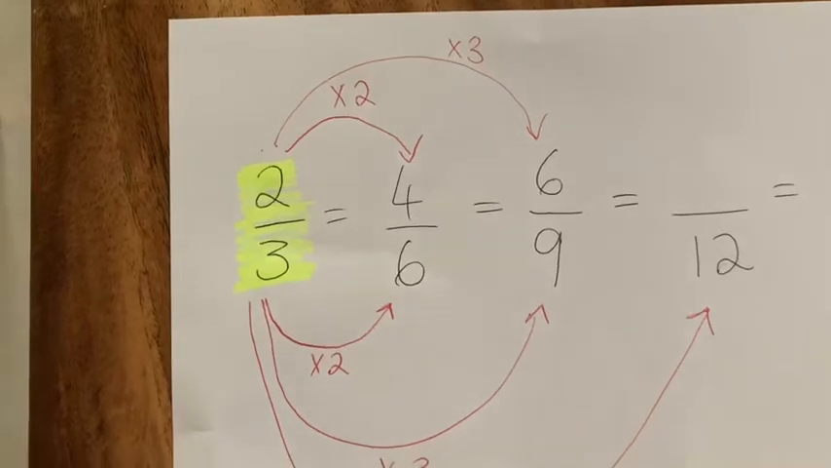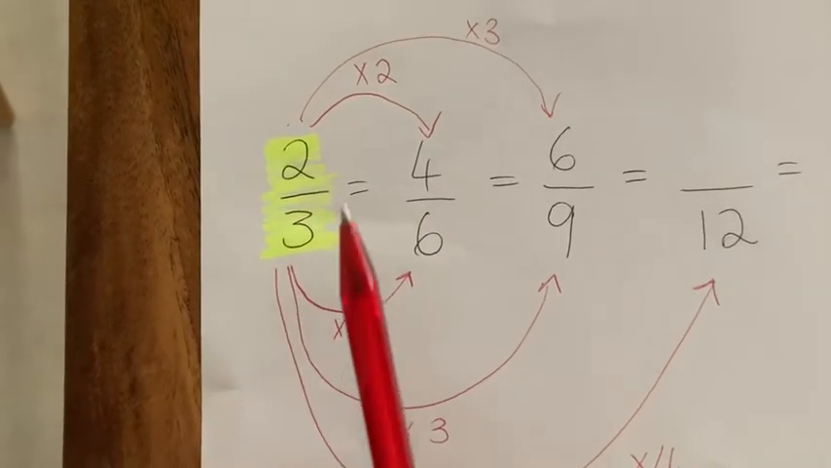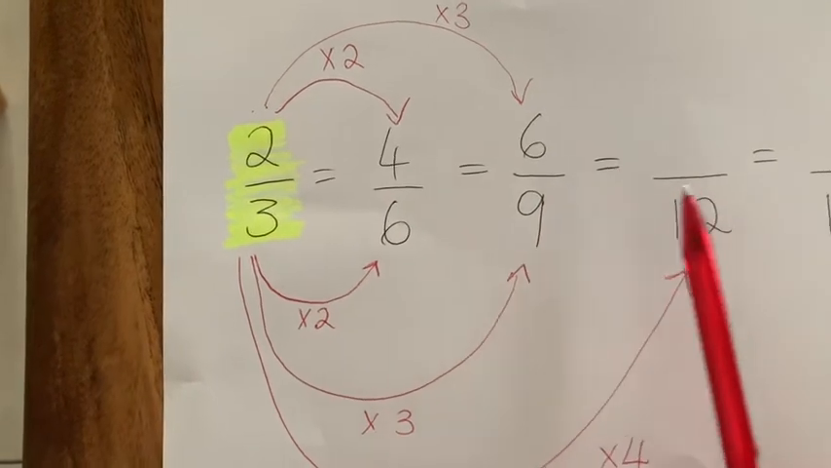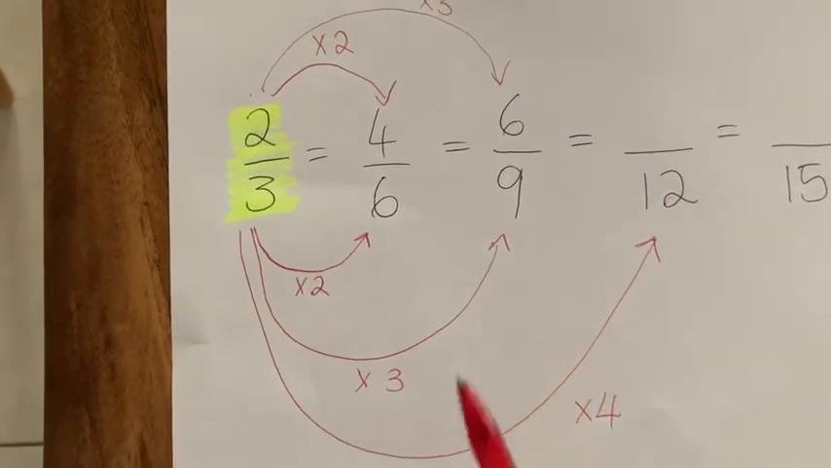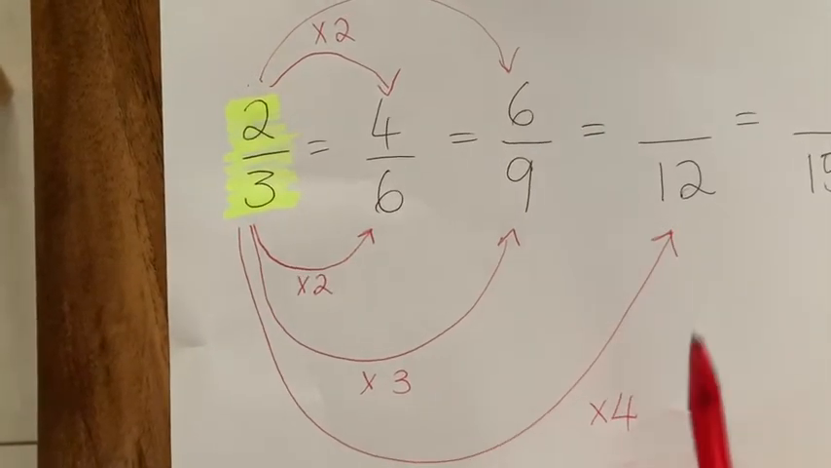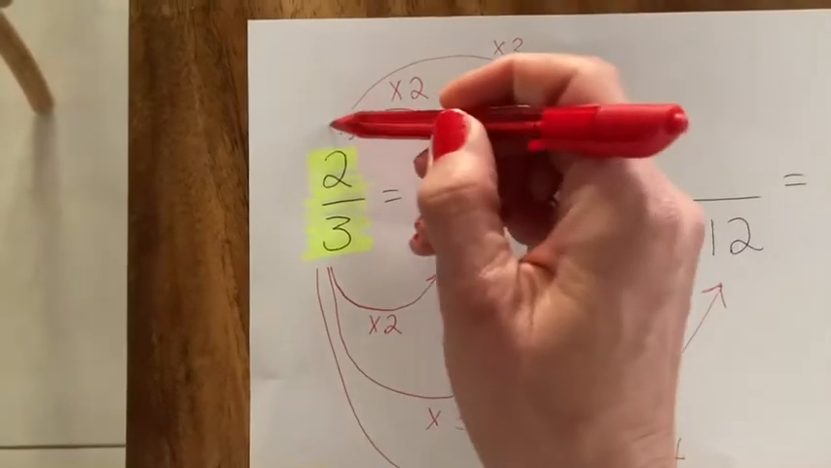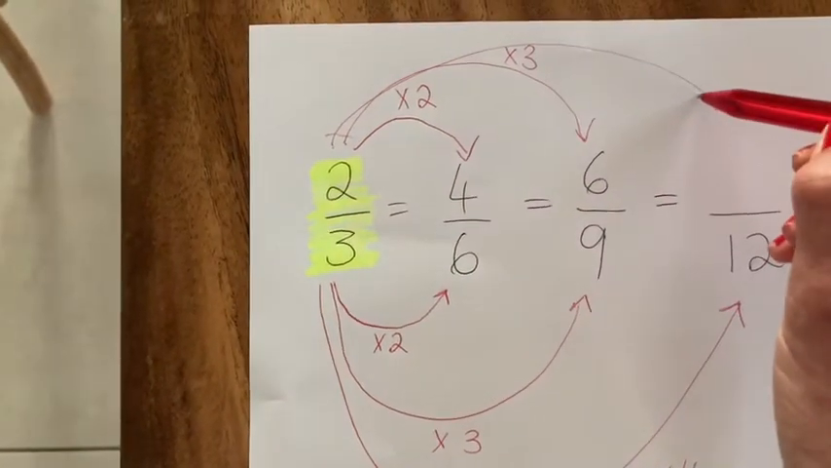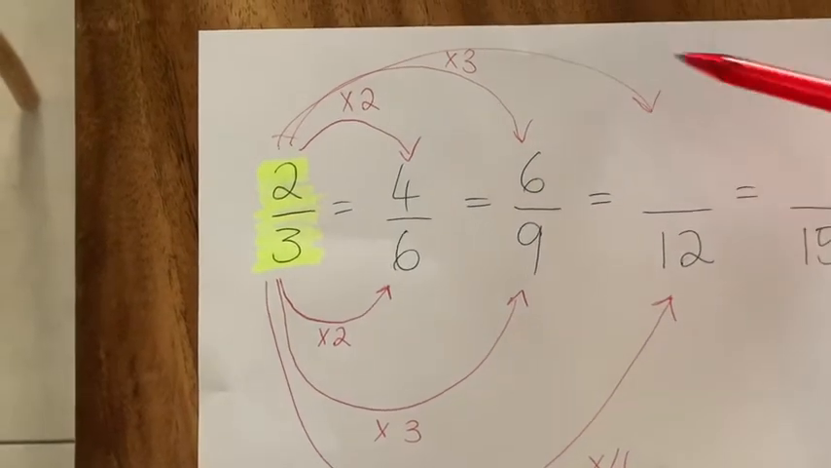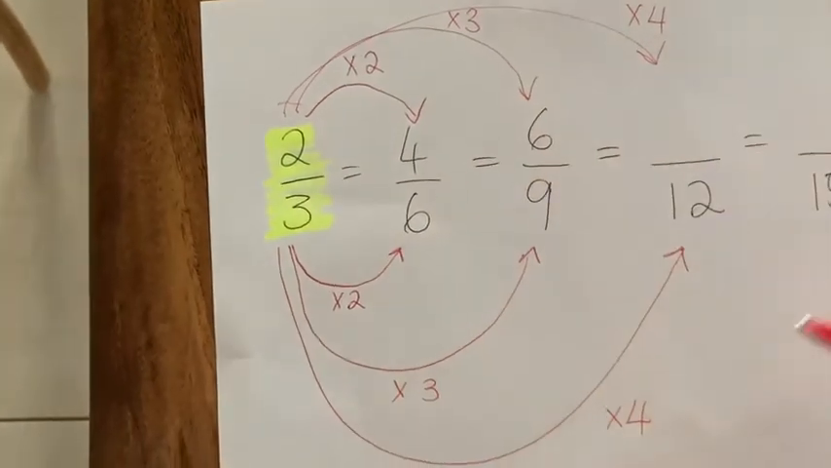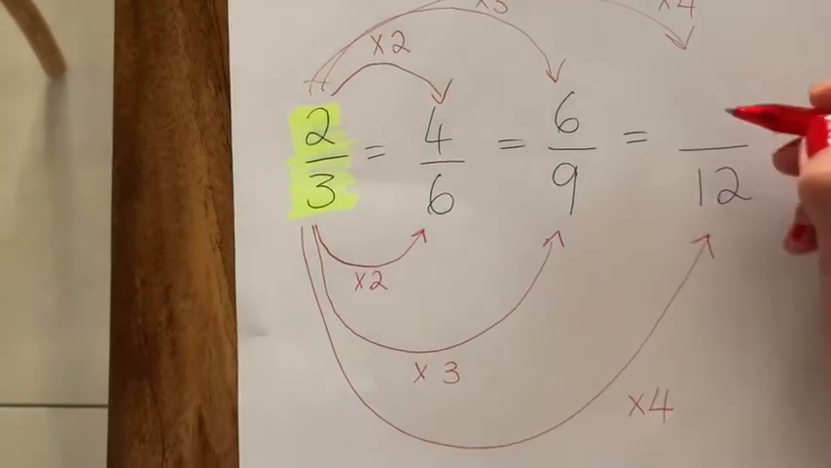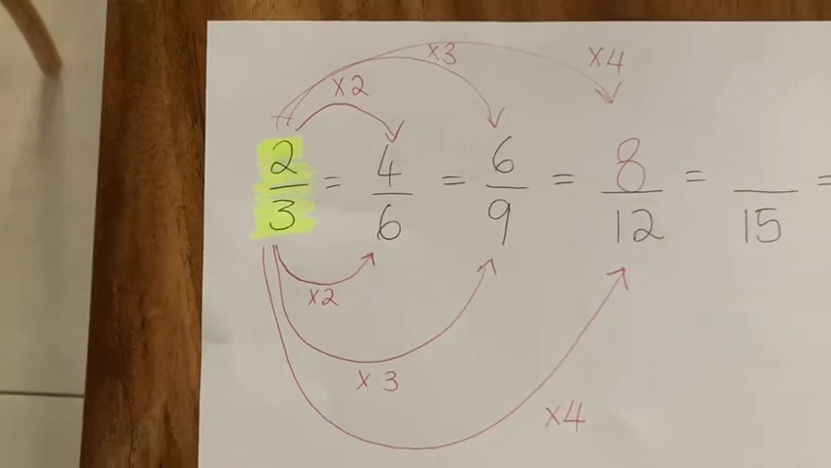Now each time we always do the bunny hop from the original one, because now we're coming to the one where we need to find out what the missing numerator is. What do we do to the 3 to get 12? We timesed it by 4. So let's do a big bunny hop there. And whatever we did to the bottom, we're going to do to the top. So we're going to times the 2 by 4, which is going to be 8.